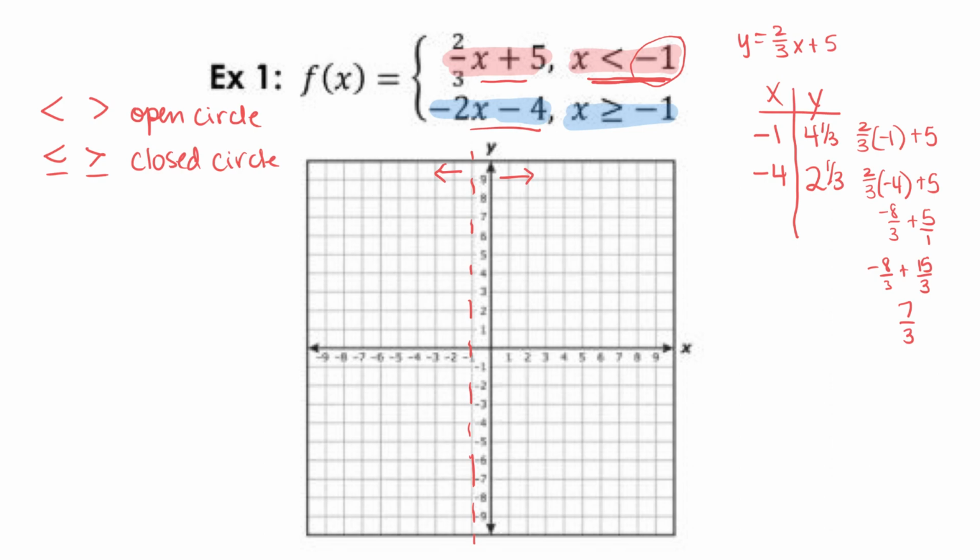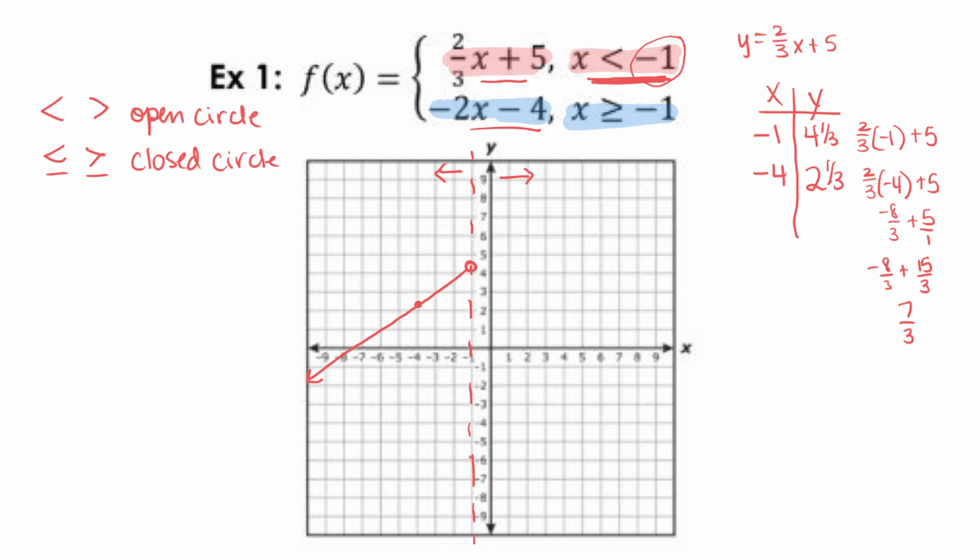Okay, so let's graph those points. At -1, 4 1/3, it's going to be approximately here. Again, I'm drawing an open point, and then -4, 2 1/3 would be right here. When I connect those dots, I'm going to keep on going because, again, it's all of our x values less than -1, so it's everything on that left side.